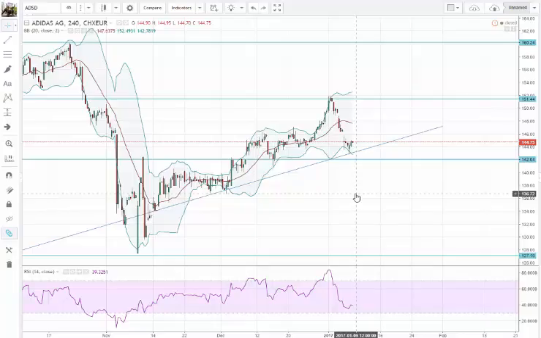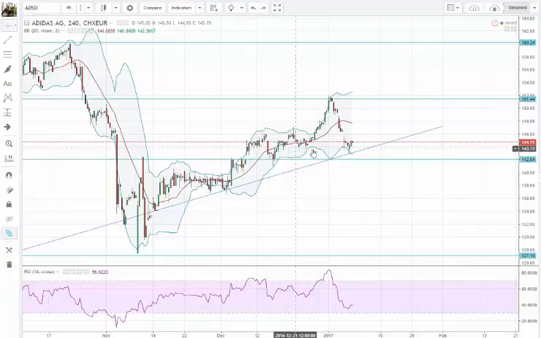Personally, I know Adidas is a pretty strong stock at the moment. It's one of the stocks that I follow every day. I trade it every week, so for me this is a great opportunity to get back in.